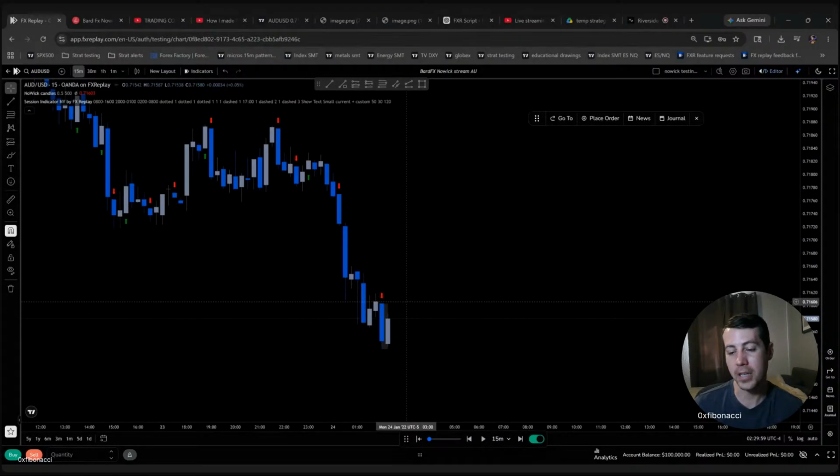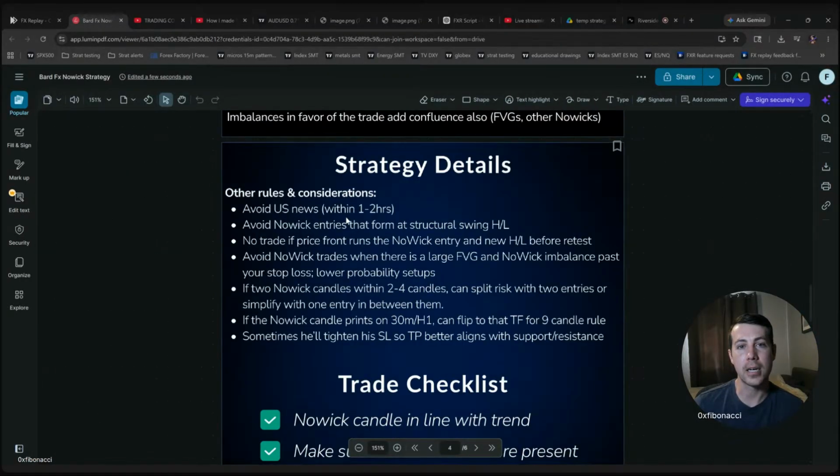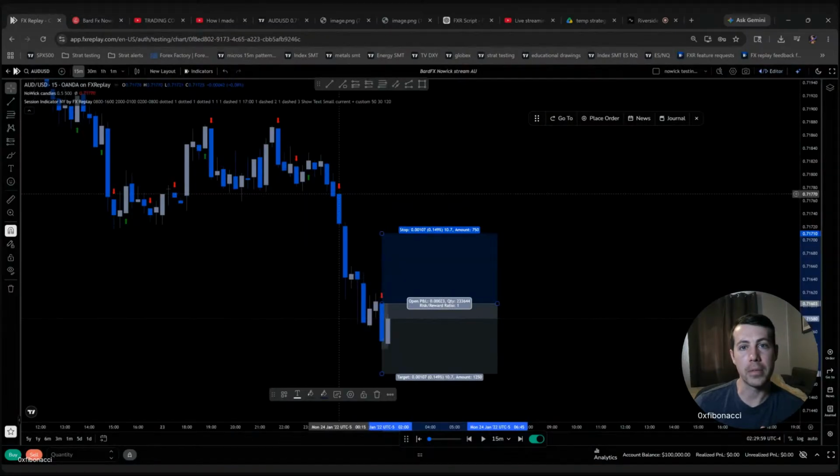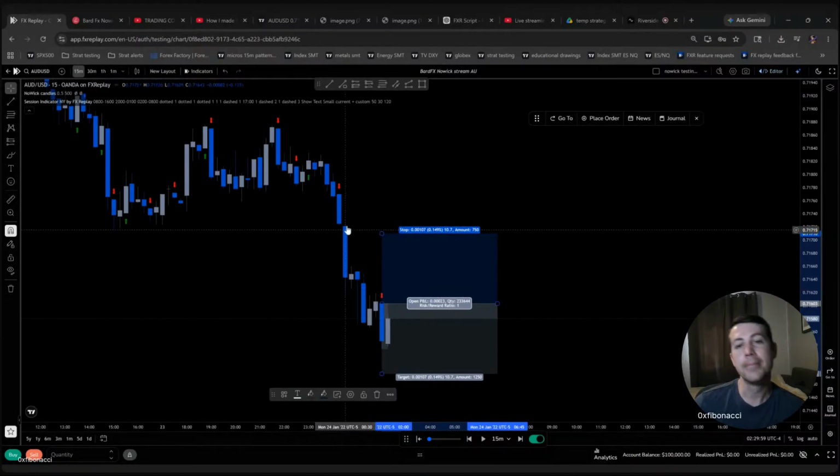So yeah, a couple of you said no, which is correct. Even though we do have a downtrend, and we do have a Nowick right here, one of the invalidations that we talked about was if there is a large fair value gap and a Nowick imbalance past the stop loss, there's going to be lower probability. Guess what? Nowicks up here, big fair value gap. This is exactly what he's talking about. Price is likely to draw up here and maybe all the way back up to here. We also have some all the way up here. So this is just a lower probability trade. Doesn't mean it can't work out.